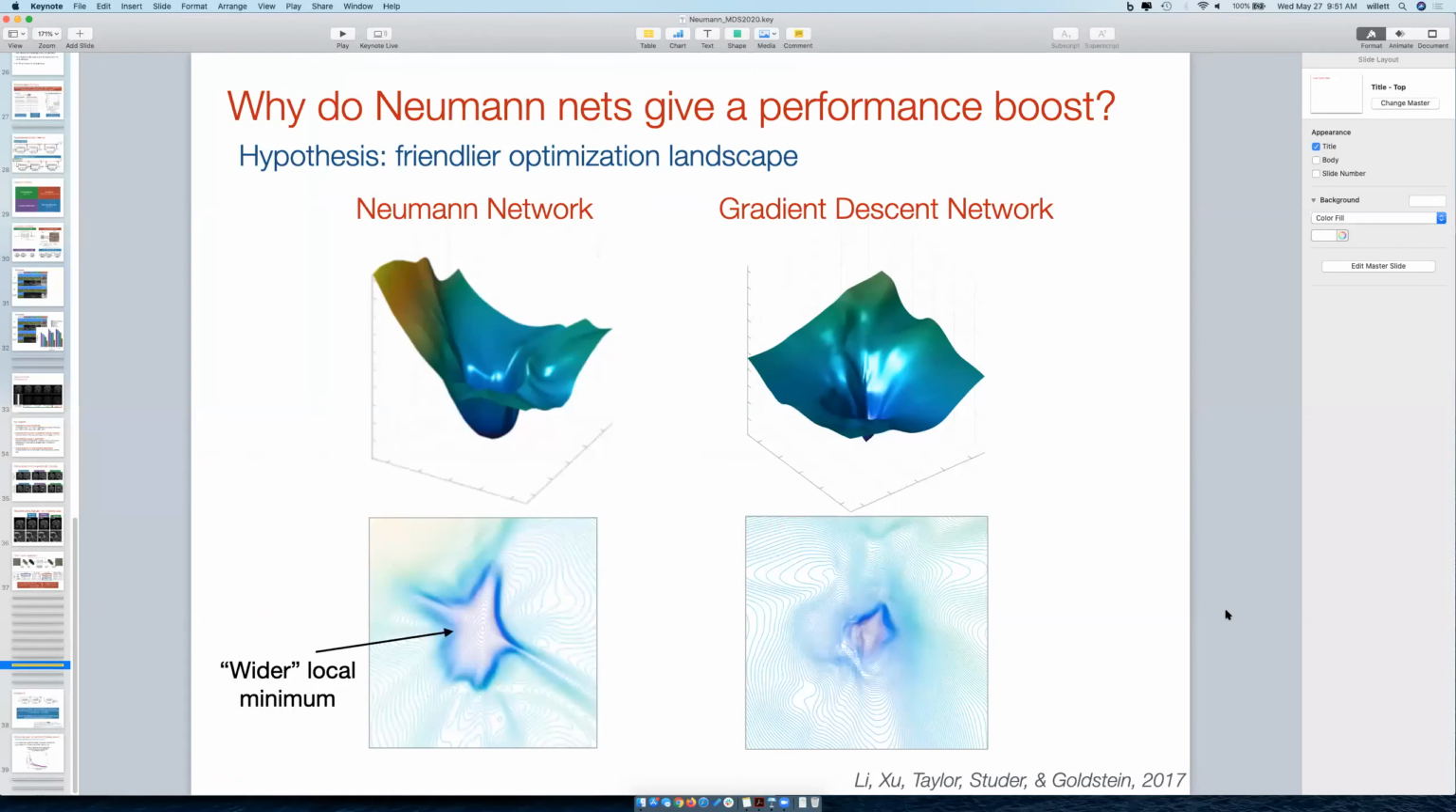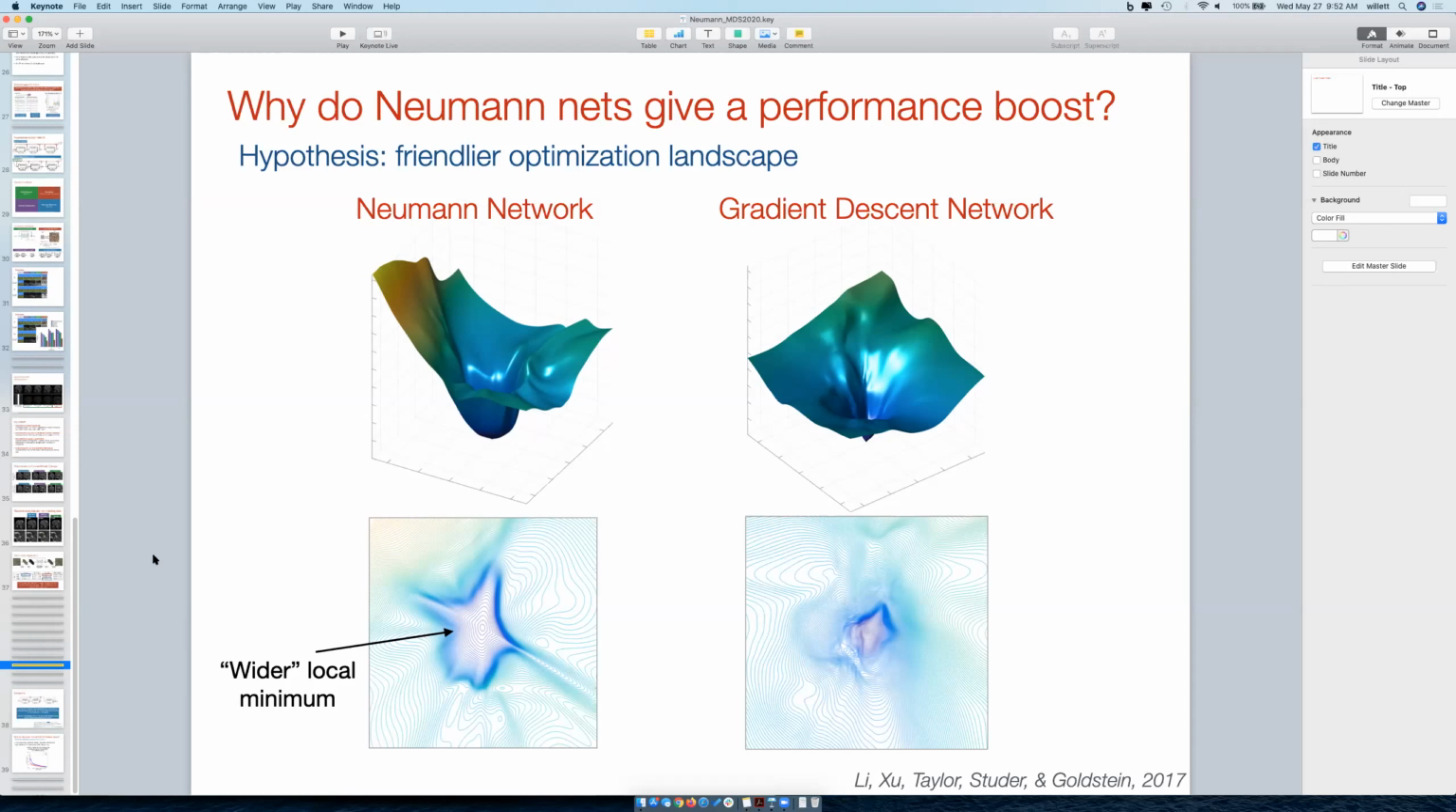So one of the things that we did is we tried to make some illustrations of, or plots of, the optimization landscape using a method developed by Tom Goldstein a few years ago. And so what we showed is that the optimization landscape that we're trying to navigate when we train a Neumann network, compared to the optimization landscape associated with a gradient descent network, might really essentially explain some of the performance improvements. So it seems to have a wider local minimum that we can identify more readily. Of course, this is just sort of a graphical illustration.